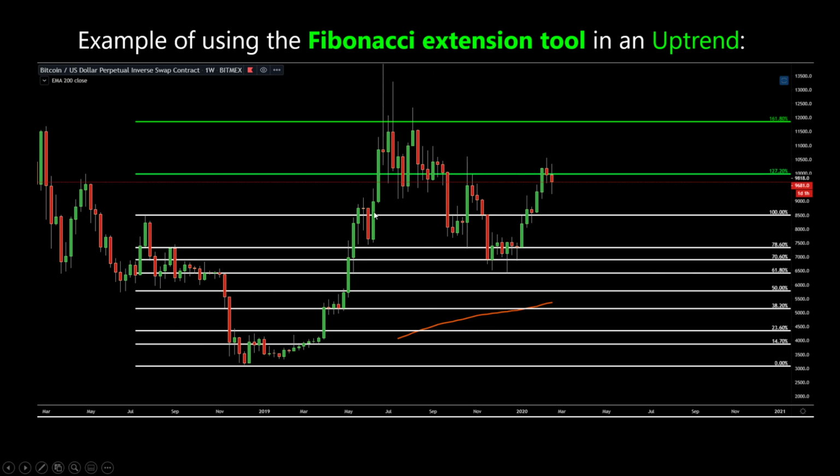Okay, but then you've got these extension levels where you can lock in profit or scale out of a trade. You can see here that Bitcoin around 12,000 accurately and perfectly hit the 1.618 level, and it never closed above this level. So that was a great take profit target from this lower buy zone in the 3,000 to 4,000 range.